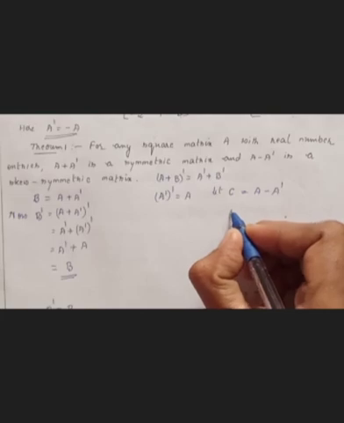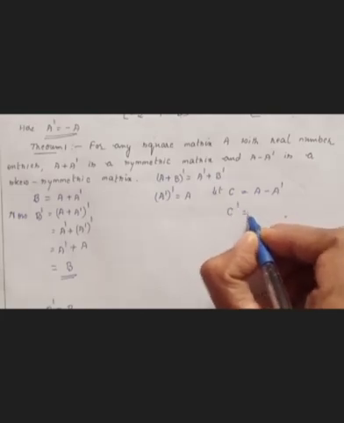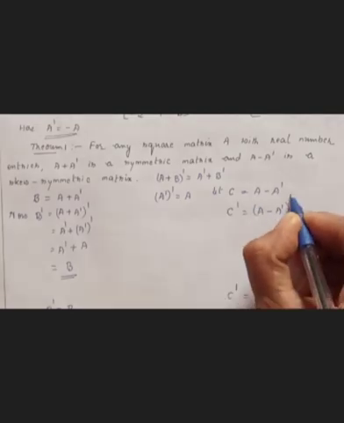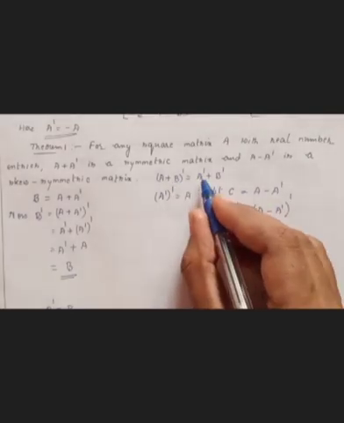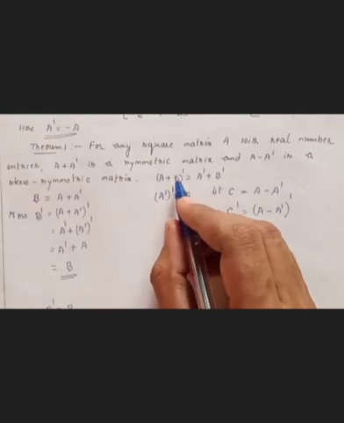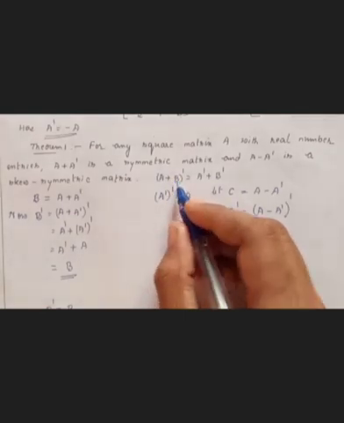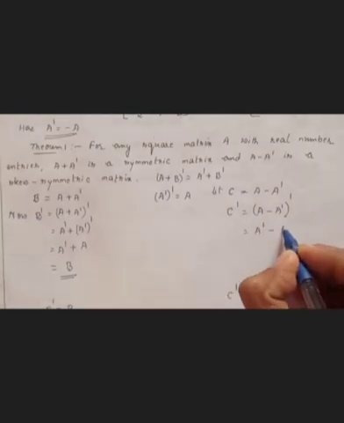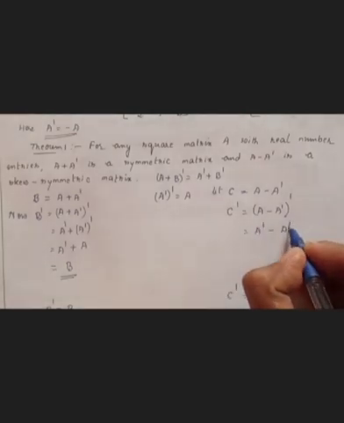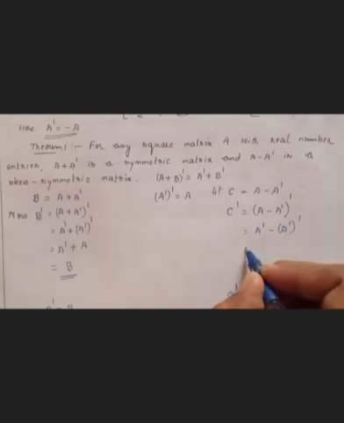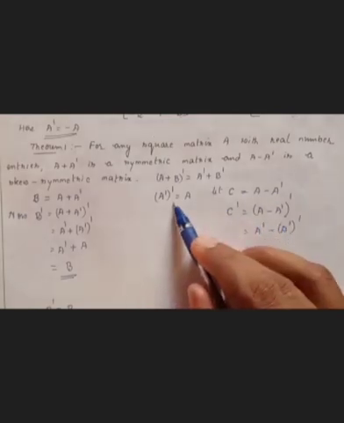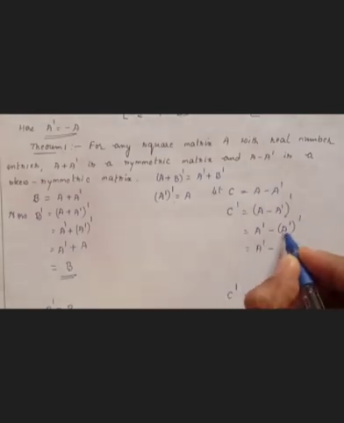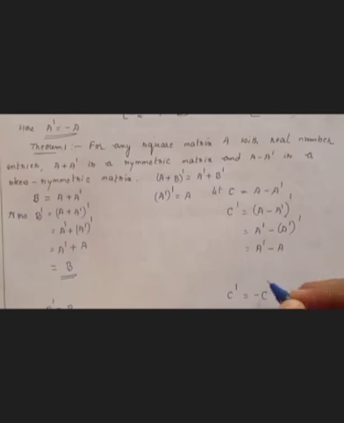So C. Now find out C dash. What is C dash? A minus A dash whole dash. You can use the same property, either positive or negative, plus or minus. So this is nothing but A dash minus A dash of dash. Again use the property A transpose of transpose is equal to A. So A dash minus A dash of dash is equal to A.